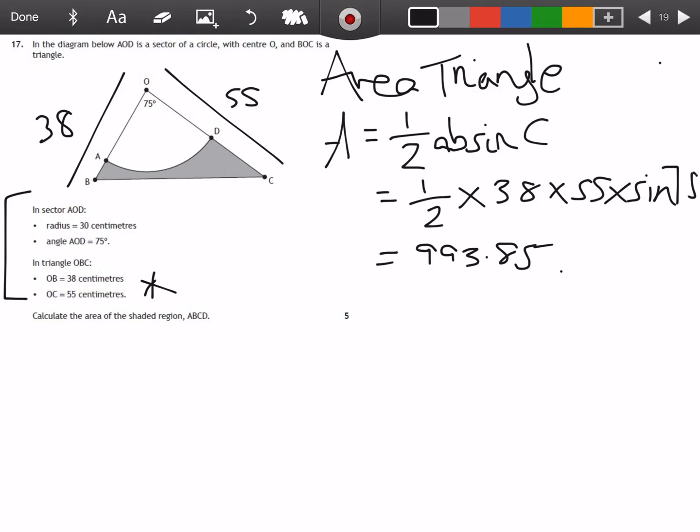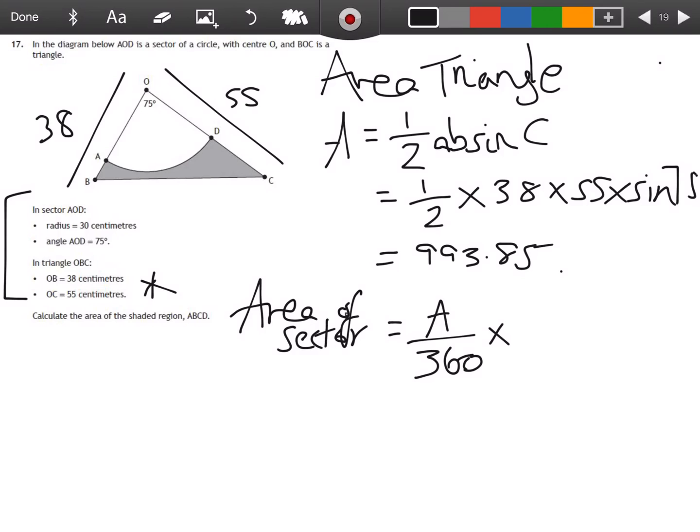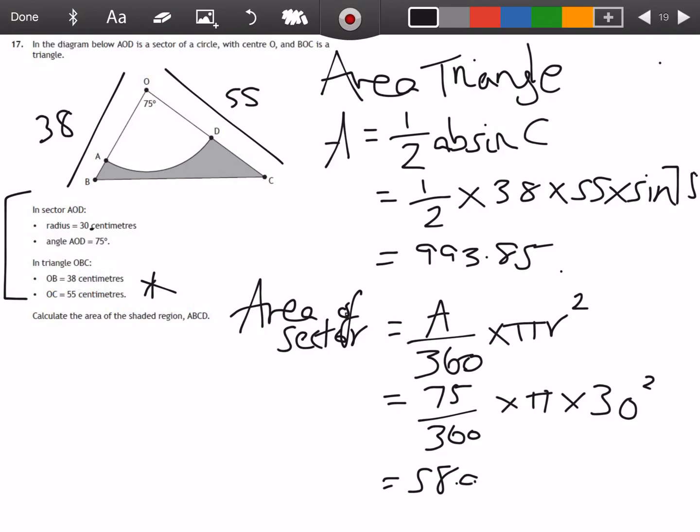Now we need to work out the area of the sector. The area of the sector is the angle over 360 times the area, pi r squared. So it's 75 over 360 times pi times the radius, which we're told is 30 squared. Key it in the calculator. I get 589.05. I'll put it to 2 decimal places since I've done that with the last one.